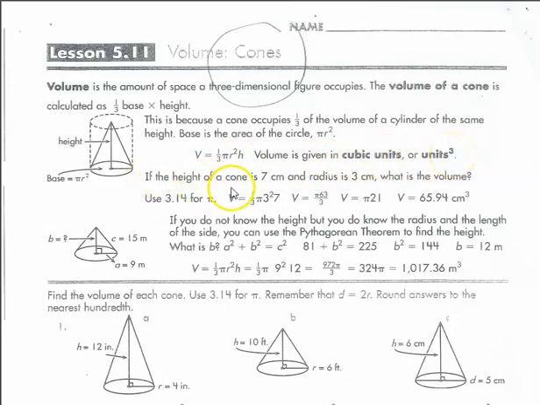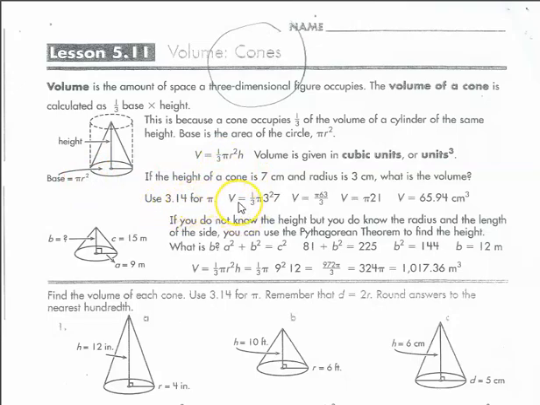If the height of a cone is 7 centimeters and radius is 3 centimeters, what is the volume? Radius is referring to this dimension right here. This is our r, the radius of the circle. This height, this line right here, is 7 centimeters. And the pi in the formula we will use 3.14.